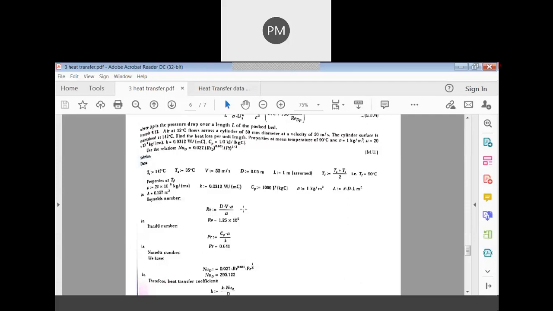So Reynolds number is rho Vd by mu. I told you, this is important. Whenever you are doing problems on cylinders and spheres, length of the plate will be replaced with diameter, rho Vd by mu. So your diameter is 0.05 meter, velocity is how much? 50 meters per second.